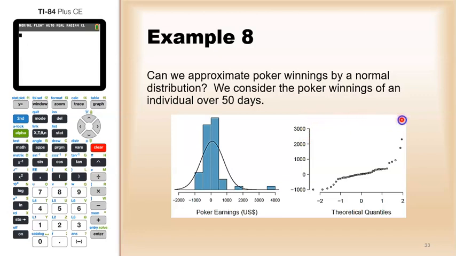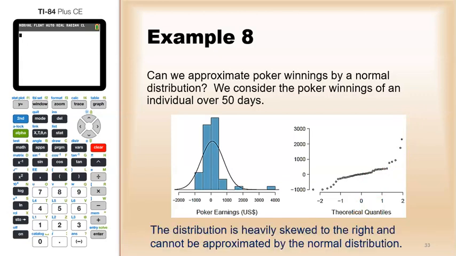So there should have been a dot. There should be a dot around here. You can see there's a very heavy curve right there. So this is definitely not a normal distribution. So the distribution is heavily skewed to the right and cannot be approximated by the normal distribution.